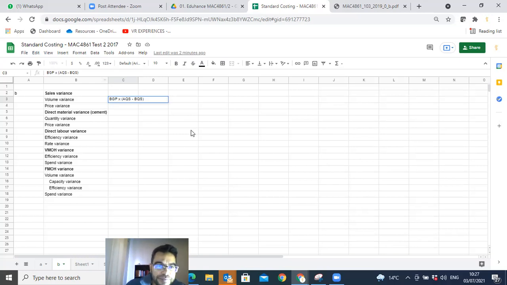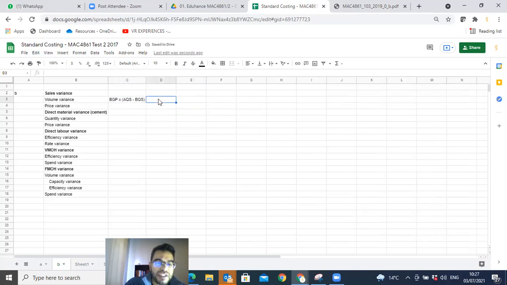Now remember, our GP, the budgeted GP or standard GP, was given to us as 53 Rand 20. Okay, so that's easy. Multiplied by actual quantity sold. So remember, units produced equals units sold. Units produced equals units sold. So the units produced of 10,000 was also budgeted to be sold.